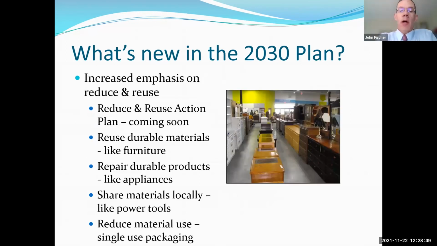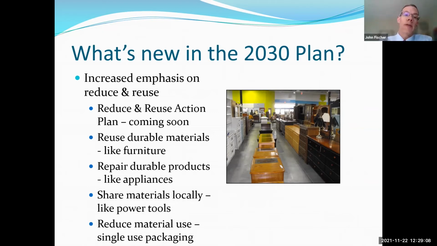So now I'm going to talk about some of the highlights in the 2030 plan, with an emphasis on some of the things that I think are really significant in terms of new or expanded components in the 2030 plan compared with our plans from prior cycles.